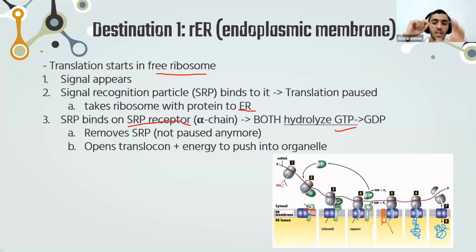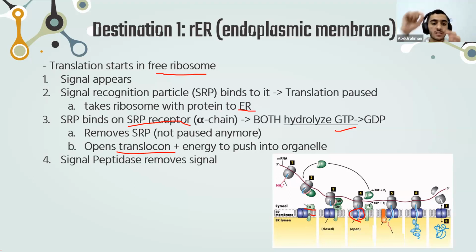Now, what is the channel that pushes the protein inside the cell? It's called the translocon, which you can see right here. It basically opens to push the protein inside the cell. And since we have now removed the signal recognition particle, inside the cell we can continue the process of translation in the rough endoplasmic reticulum ribosomes. Lastly, once it's inside the cell, we have a signal peptidase to remove the signal because we no longer need it.